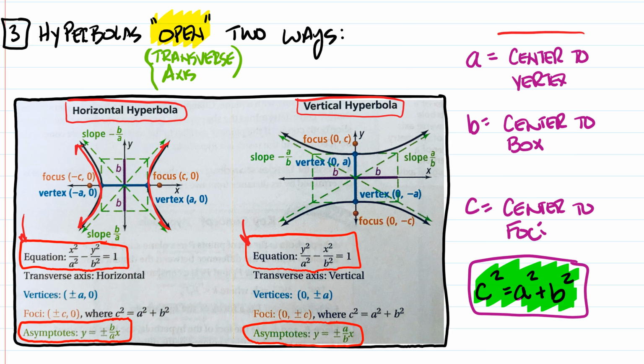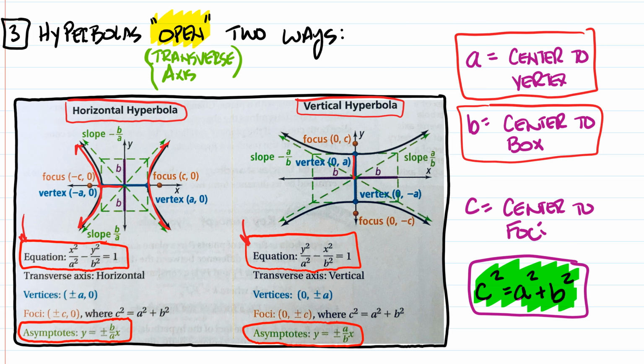In any case, the a value is going to be the distance from the center to a vertex. So center to vertex or center to vertex. The b is going to be the center to the side of the box or the top of the box. So in this case, center to top of box. In this case, center to side of box. And c is going to be the distance from the center to a focal point. So center out to a focal point or center out to a focal point. So these three things you got to keep in mind for the values of a, b, and c.